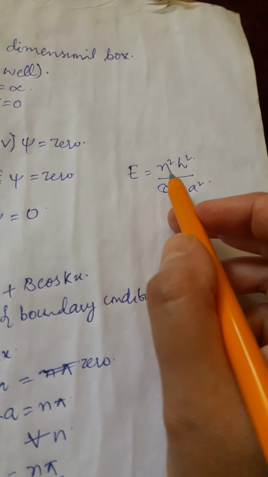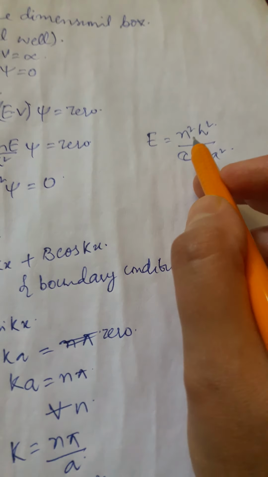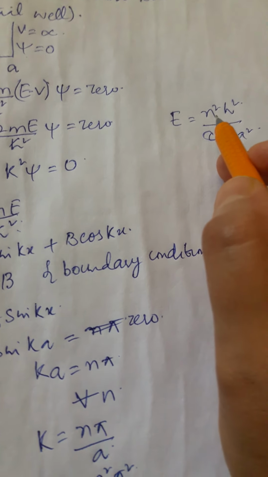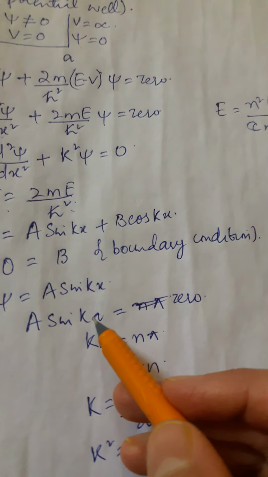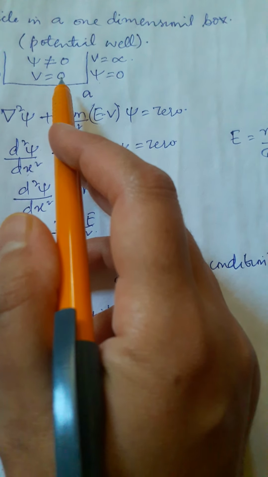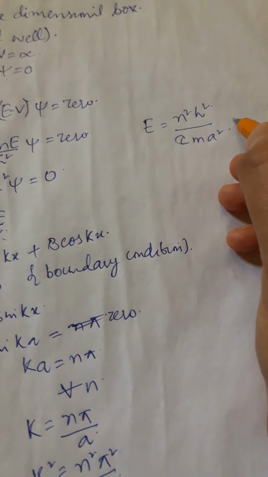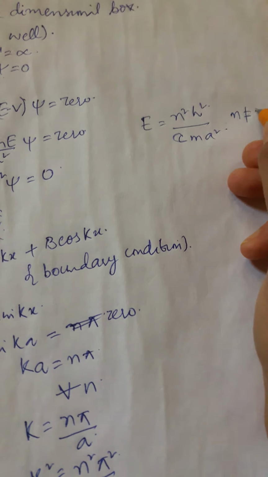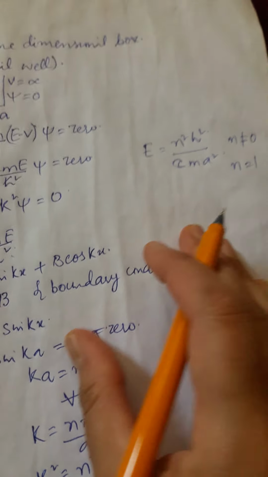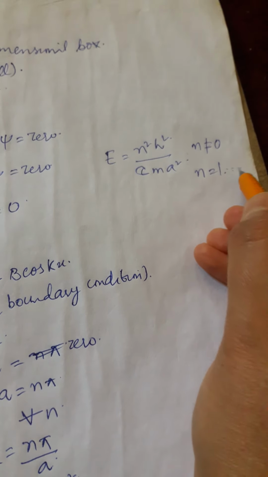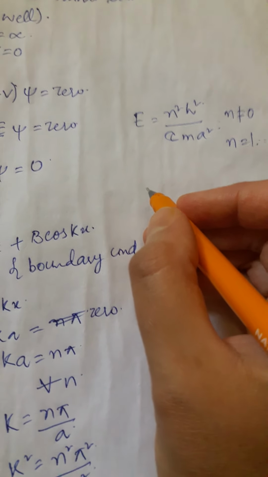Now you can assign different values to n. If n is equal to 0, E is equal to 0. But this is a very trivial, ordinary solution because n equal to 0 also means that this wave function is 0 and we know that it's not 0 inside. Therefore, we start the values of n from 1 only. So n is equal to 0 is not a possibility. We start giving values to n from 1 and onwards.